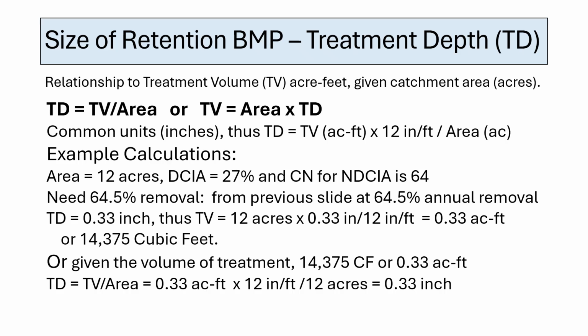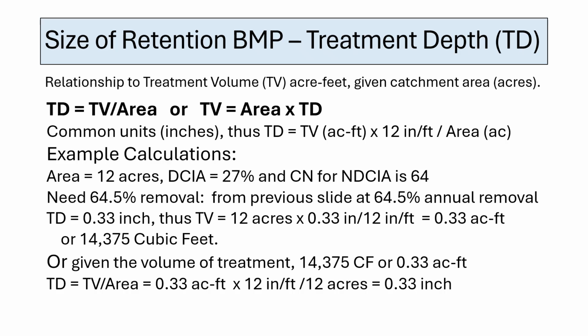To get the treatment depth in the common unit of inches, you'll take the treatment volume in acre-feet, multiply it by 12 inches per foot to convert it from feet to inches, and then divide by the catchment area in acres. So, the formula becomes TD equals TV in acre-feet times 12 inches per foot, divided by area in acres. In many stormwater plans, the retention volume is initially provided, and from that the treatment depth can be easily calculated. This makes it straightforward to relate the annual removal capture or mass removal efficiency to various land uses, considering their pervious area cover, soil types, and directly connected impervious areas.